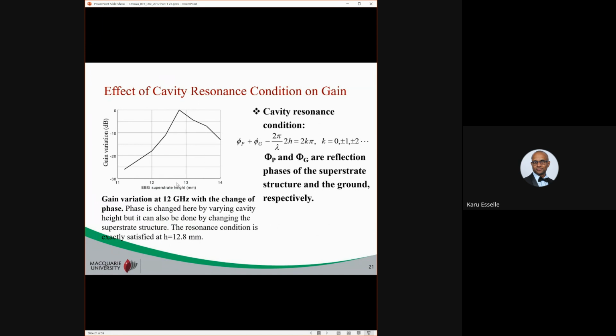And for that particular value, in this case h equals 12.8, the resonance condition is satisfied and you get the maximum gain at this frequency. If you increase the cavity height h or decrease the cavity height h, then the sum is not equal to that, so your gain would drop. Okay, so that's a demonstration. You can actually simulate a small antenna and see this by changing h.